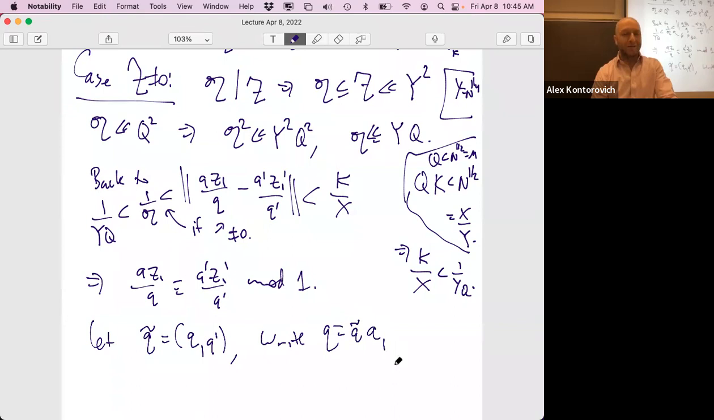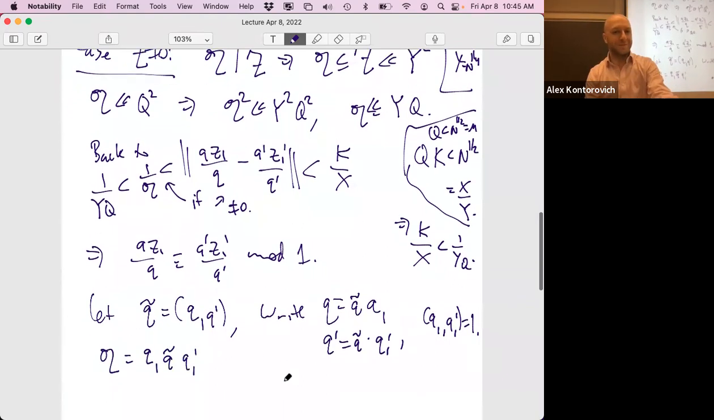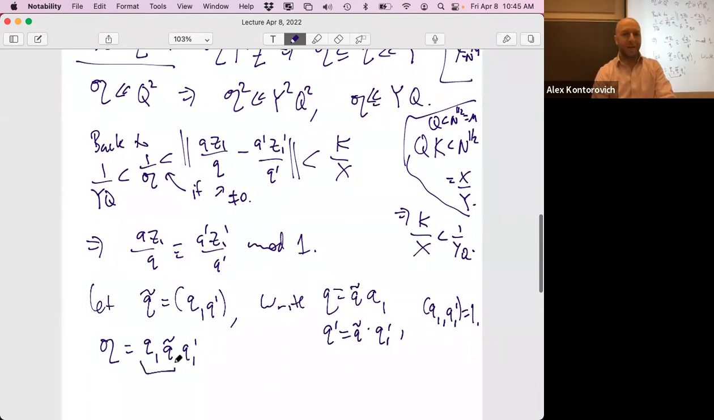something like q1, I just want some variables to know what the decomposition is between q and q prime. Q prime will be the same GCD times some q1 prime. Of course, q1 and q1 prime are co-prime. I'm just pulling out the part that they have in common. And then what is the LCM? The LCM is q1, q tilde, q1 prime. This part of the LCM is q. This part of the LCM is q prime.